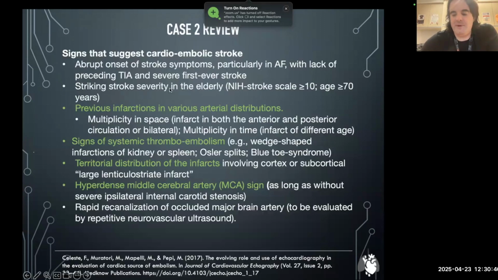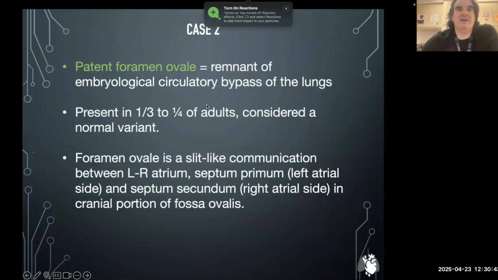In this case, I think we have more. The suggestion was of concomitant venous and arterial sources of embolism, which is really the concerning part for a PFO. The PFOs are a remnant. They help shunt blood from the sinus venosus across the intraatrial septum, so that you don't put blood through the lungs in the babies. But they are present in 1/3 to 1/4 of adults, and they're considered a normal variant.